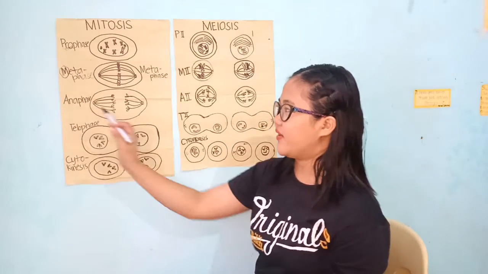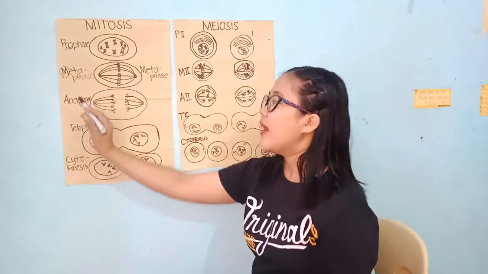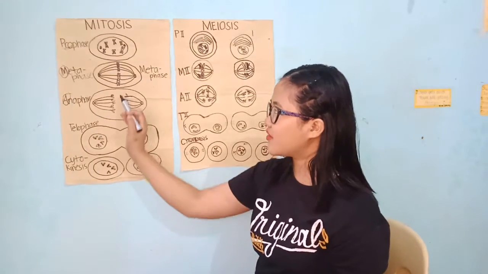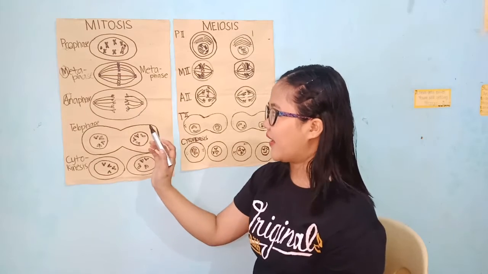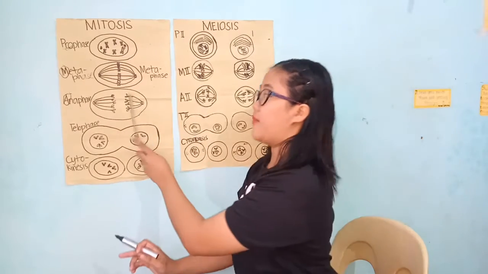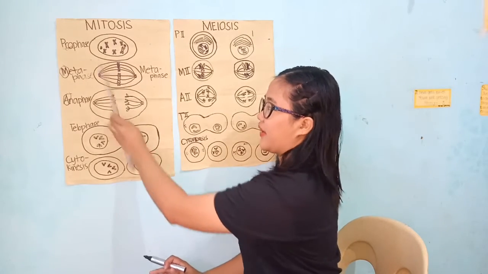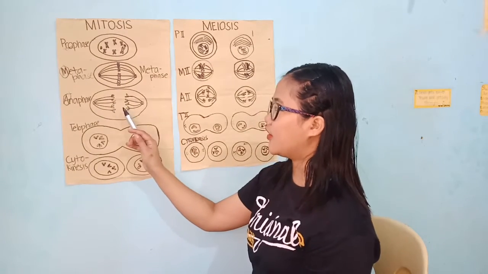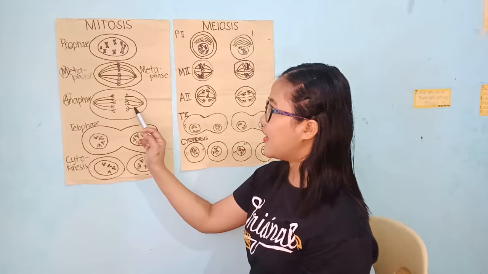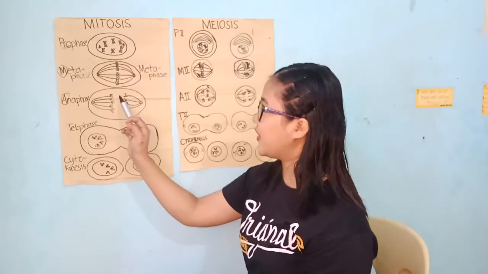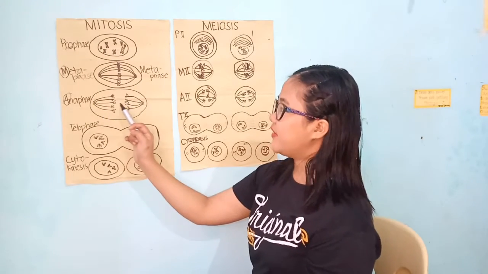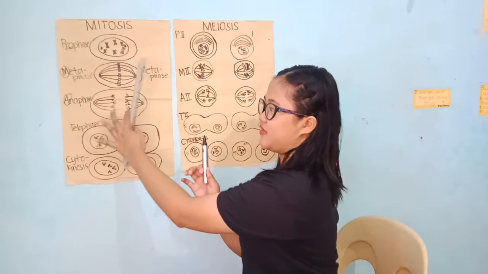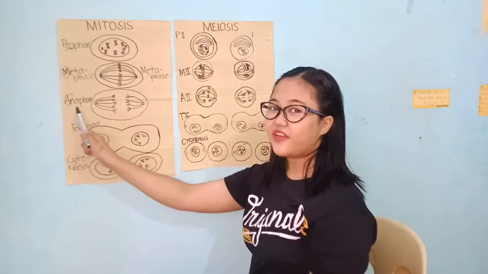And the third one is anaphase. Just remember that A is for away. So the chromosomes that are in line, or chromatids, are separated with the help of fiber lines, what you call the spindles. These spindles move these chromatids away into the sides. So, separated. Anaphase means away.